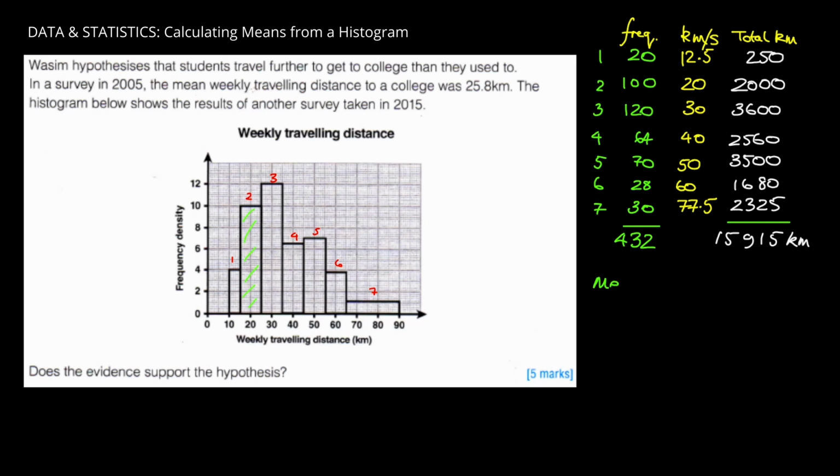So we get the mean distance is equal to 15915 divided by 432, and we get 36.84, and the number goes on, and this is kilometres. So yes, the result here, compared with the result found in 2005, is that yes, in this year 2015, the average distance travelled by a student is indeed greater. So the hypothesis that students travel further is correct. And that is your answer.